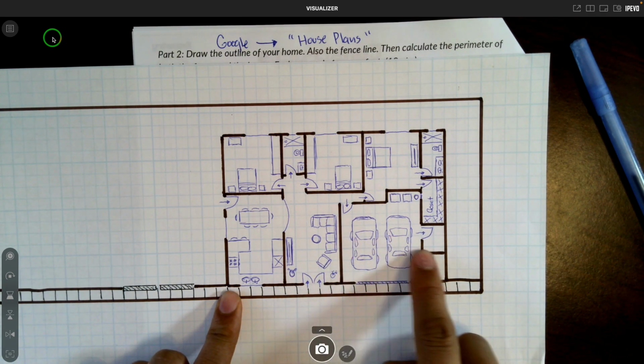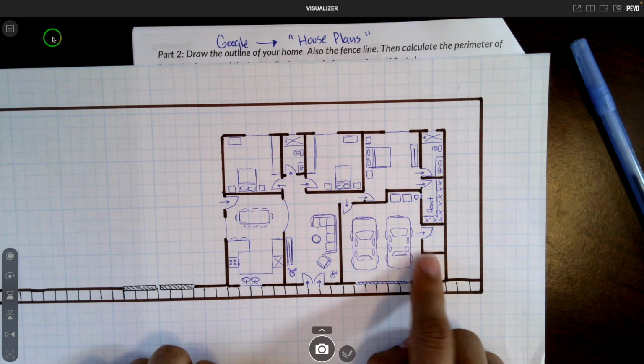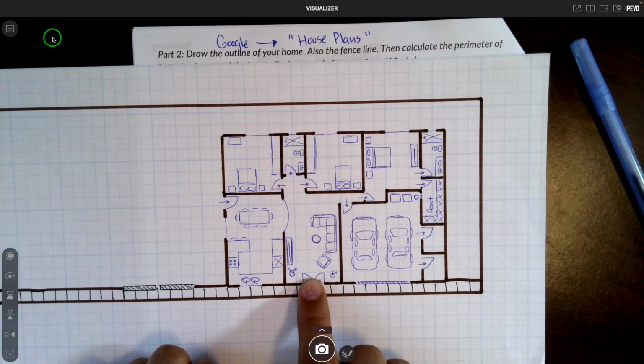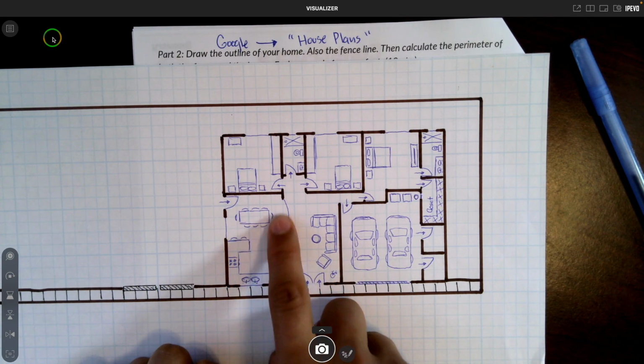The garage has 2 little storage units, one for my mom, one for my dad. That way they can store all their stuff. These are the front doors. It's a living room. And then there's a big opening to the kitchen table.